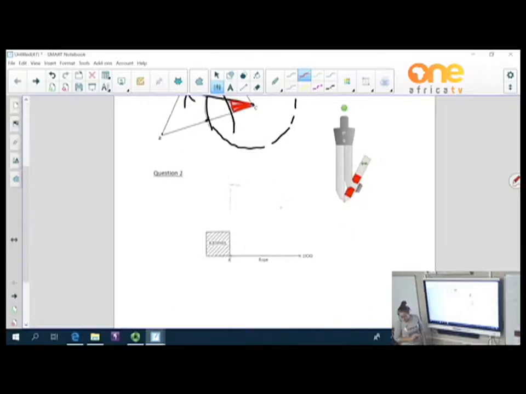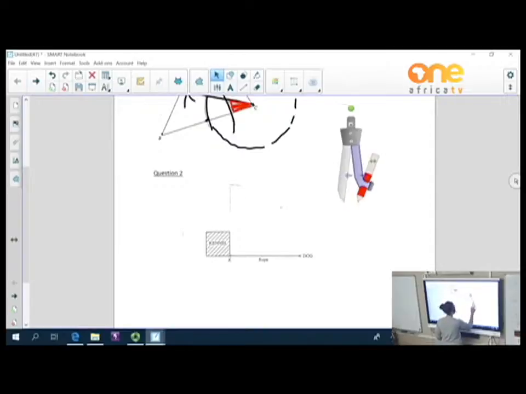For number 2, a dog is tied to one corner K of a fixed square kennel by a rope. This is shown in the scale diagram above. Draw accurately on the diagram the path of the dog as it moves anti-clockwise around the kennel with the rope always tight. So let's try it with this.